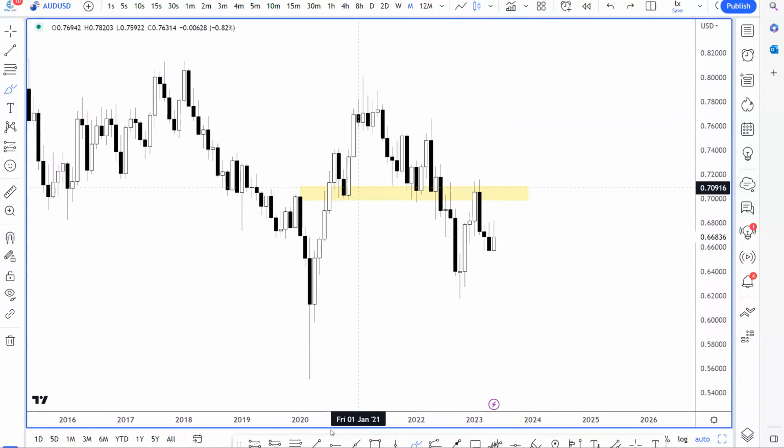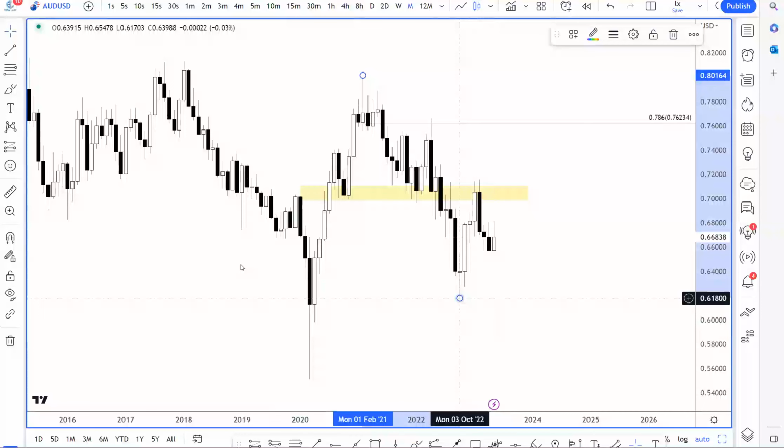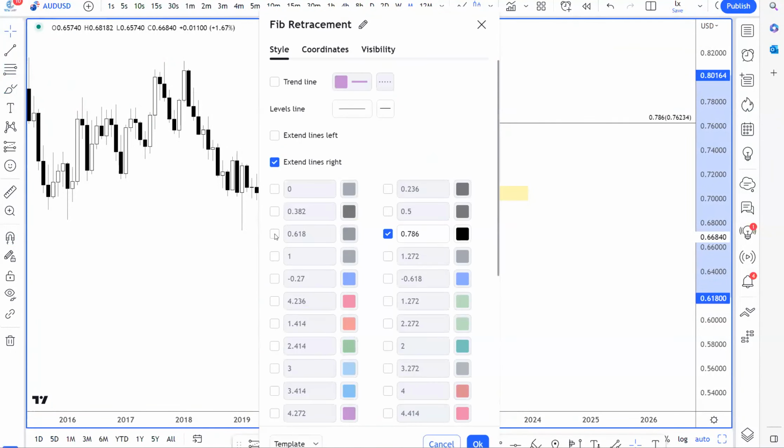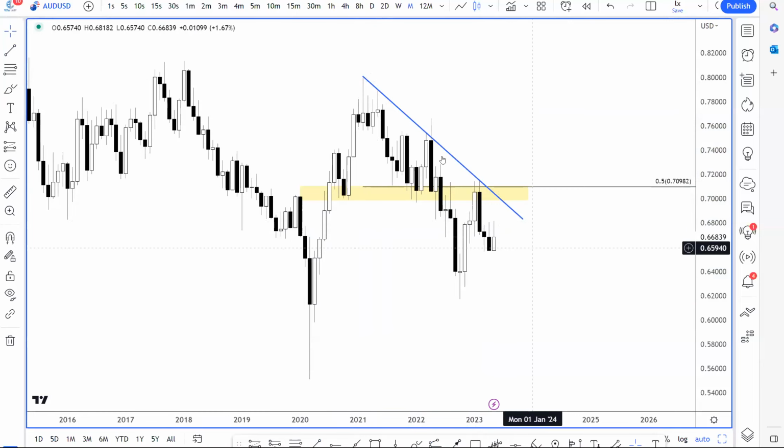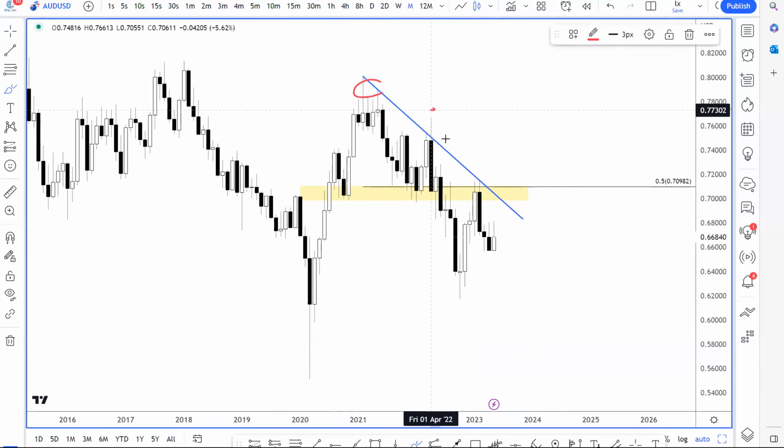So once price comes into this zone, if I were to use the Fibonacci retracement of this, taking the highs and lows, you can see that the 50% retracement sits at this high. So 50% retracement is at this area. You also have a descending trend line that's being formed. So price is coming in to form lower lows and lower highs. You see that this descending trend line is being respected over here multiple times.